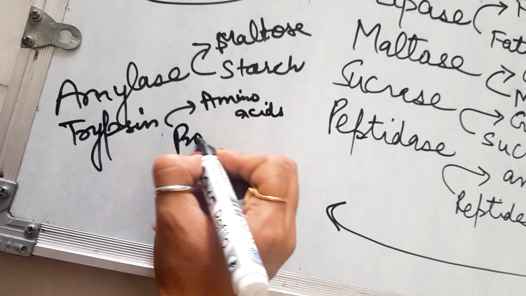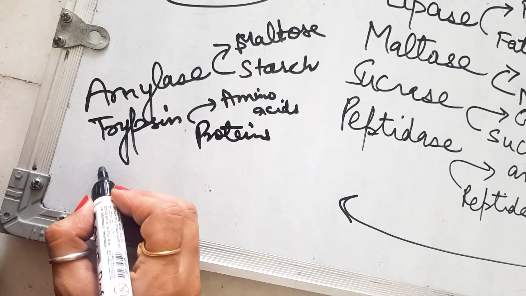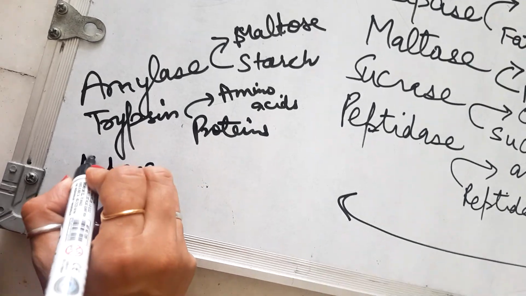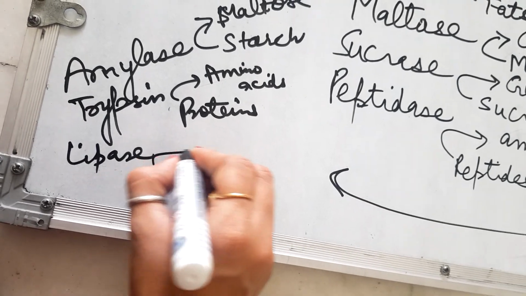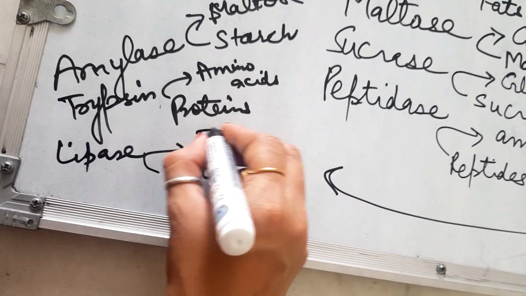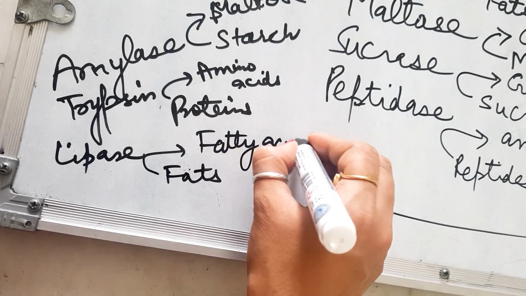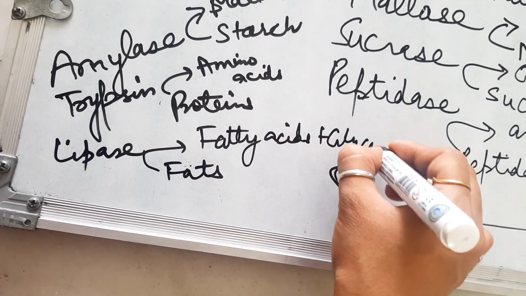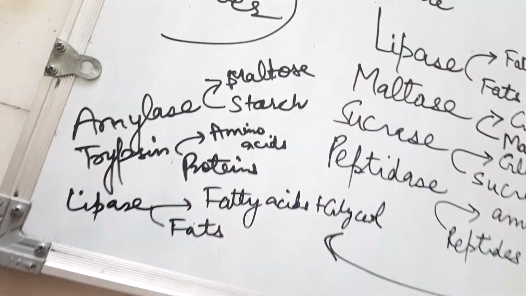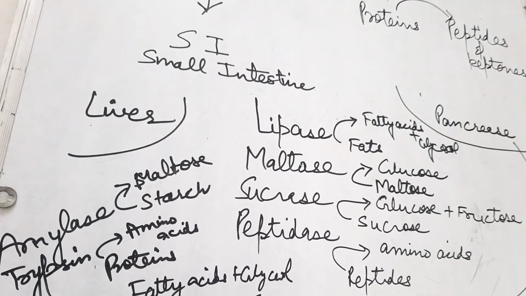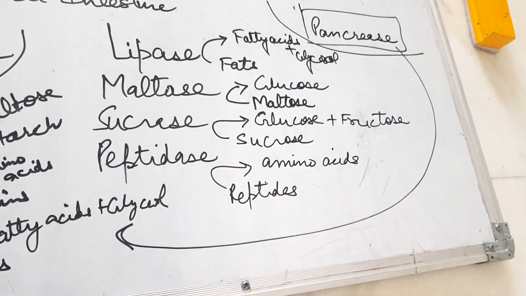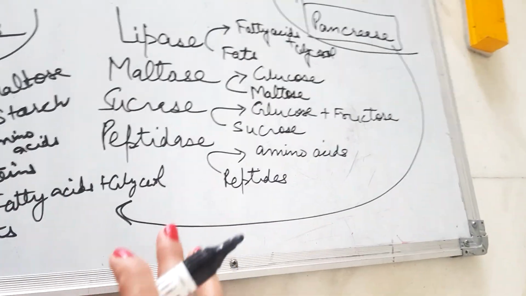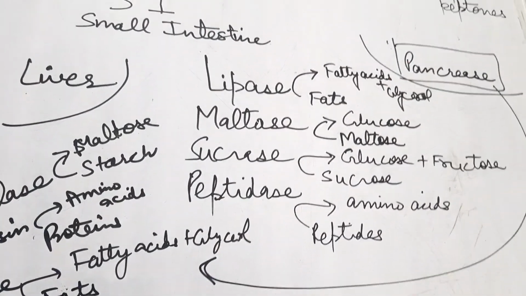So this is acting upon proteins. And then the third one is lipase, known as pancreatic lipase. This lipase is acting upon fats and converting them into fatty acids and glycerol. So this is how these three enzymes, which are released by the pancreas, function in the small intestine. The pancreas is also very important because it releases hormones for the functioning of our body, which we will discuss in another video.